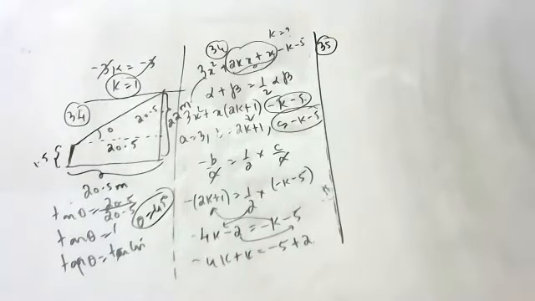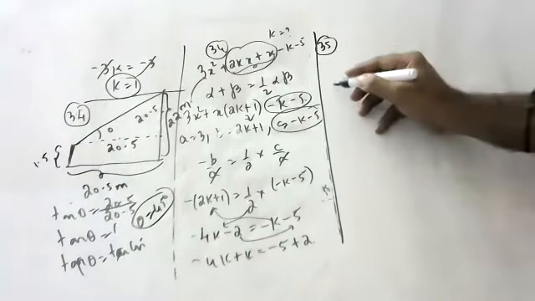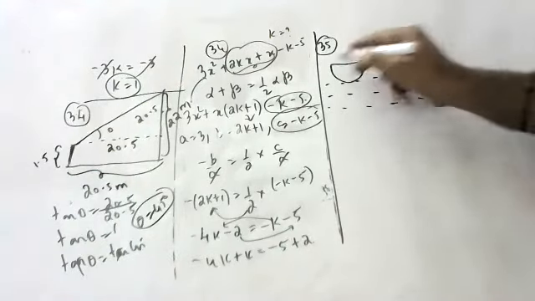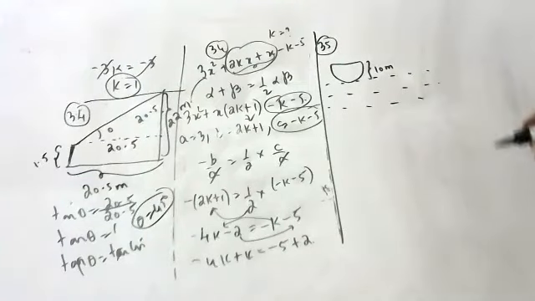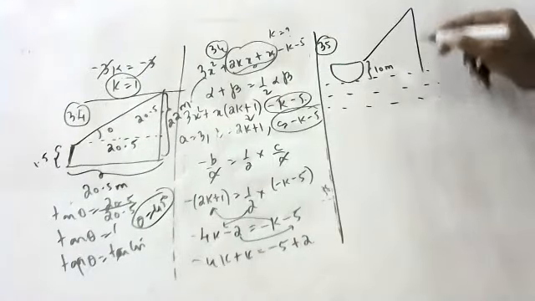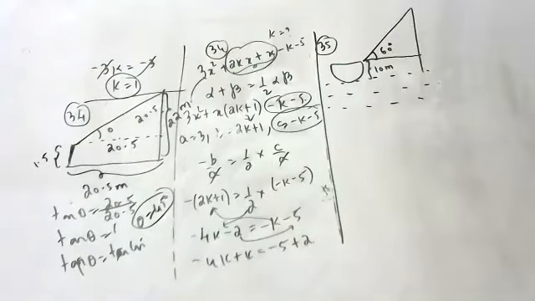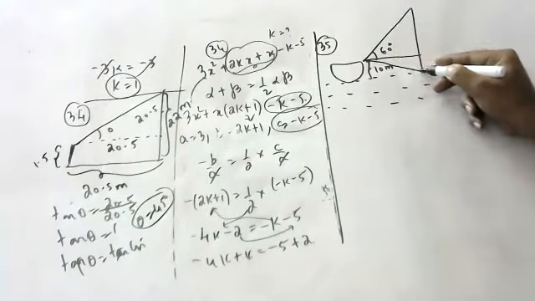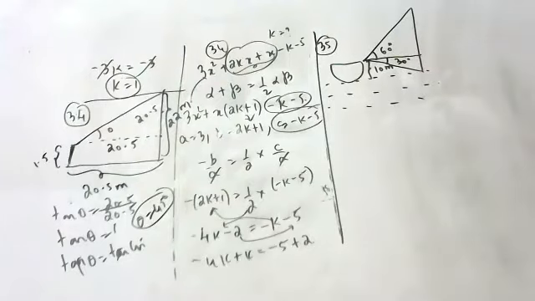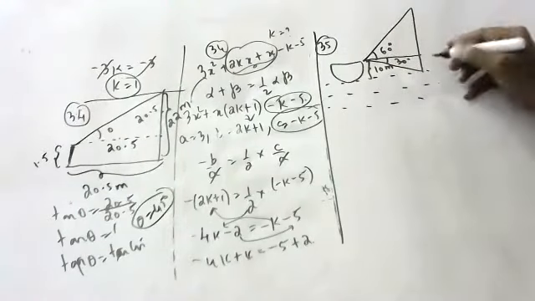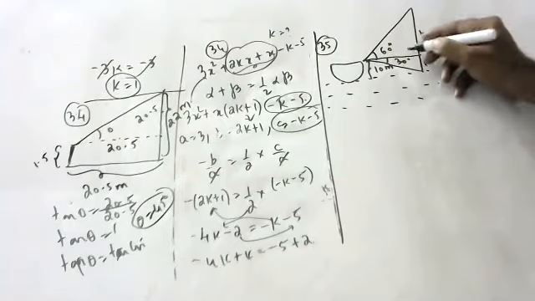A man standing on the deck of a ship which is 10 meters above the lake, children. This is the water. He observes the angle of elevation of the top of a hill as 60 degrees. There is a hill here. An angle of depression of the base of the hill is 30 degrees. The question is, calculate the distance of the hill and the height of the hill. This is 10. This is also 10. This is H. This is B.